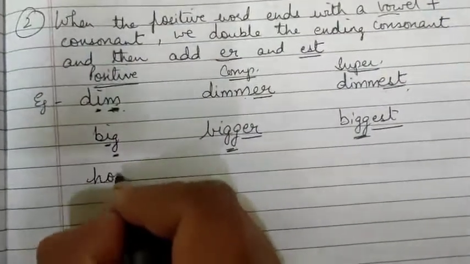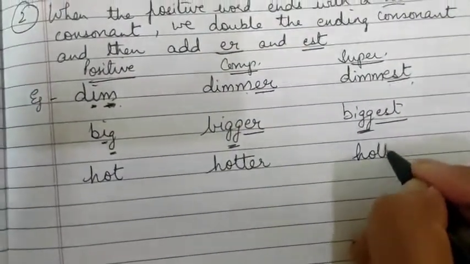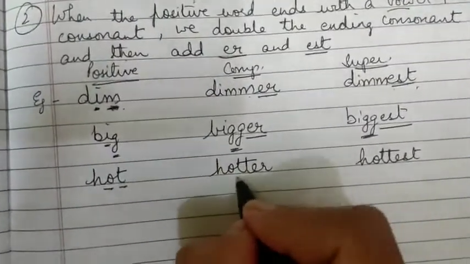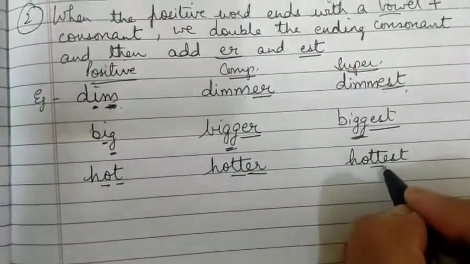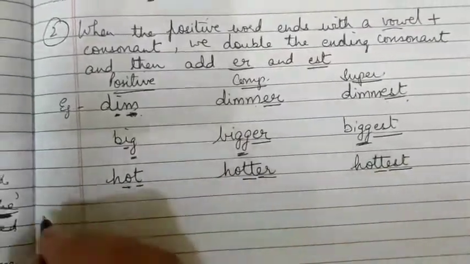Like one more example, hot, hotter, hottest. You can see T is a consonant, O is a vowel. The consonant is doubled, ER is added to form the comparative degree. The consonant is doubled, EST is added to form the superlative degree.